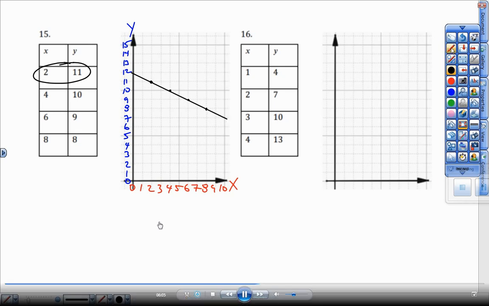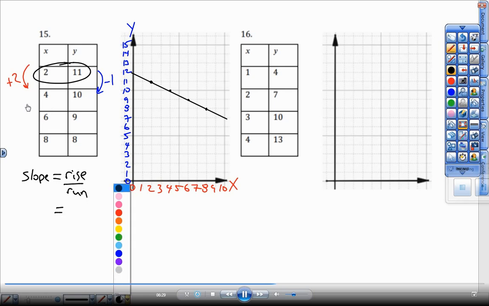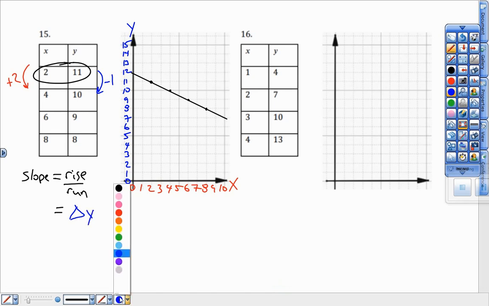And again, this one's a little bit more tricky, but you can see the y numbers are going down by 1. But this is a little trickier because the x numbers are going up by 2. So if you had to write the slope of this line, which is rise over run, or the change in y over the change in x, it goes rise over run, so the change in y on top over the change in x on the bottom.